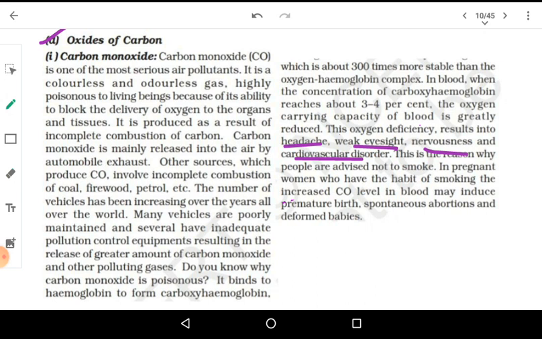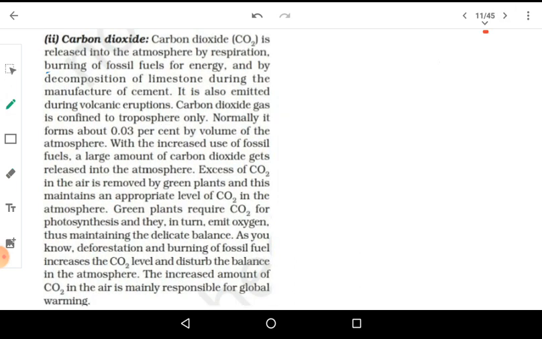The reason being, the increased carbon monoxide level in the blood can result in premature birth, spontaneous abortions, and also in deformed babies. So this is the harmful impact of carbon monoxide. Now let us talk about carbon dioxide.